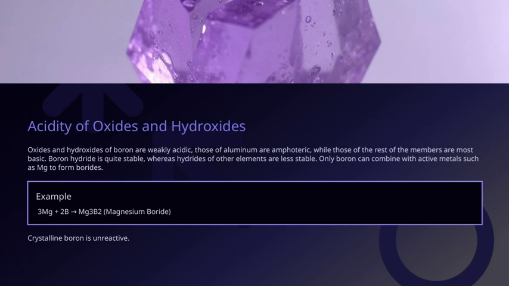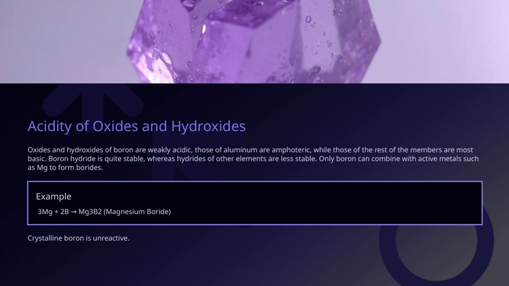Now, moving on to oxides and hydroxides of boron. These are weakly acidic. That's an important point because it contrasts with other elements. For instance, aluminum's oxides and hydroxides are amphoteric, meaning they can act as both acids and bases. But for most other elements, including the rest of the group, their oxides and hydroxides tend to be quite basic. Also, boron hydride is quite stable, which is somewhat unique among hydrides. In comparison, hydrides of other elements are usually less stable. This stability of boron hydride again emphasizes boron's distinctive chemistry.